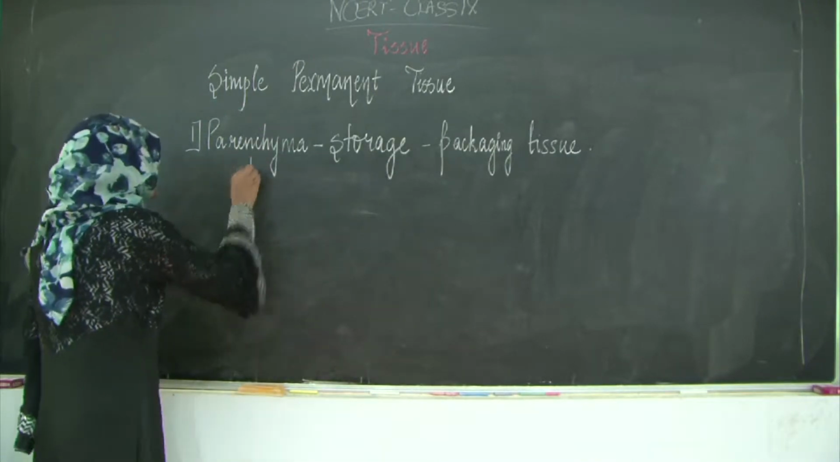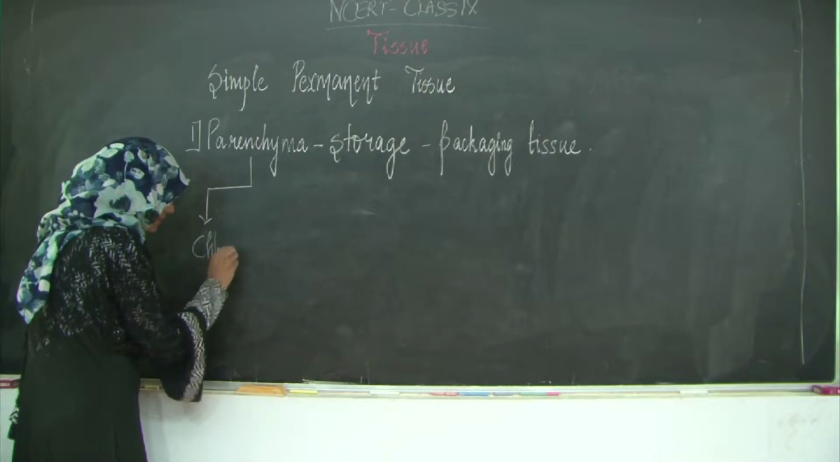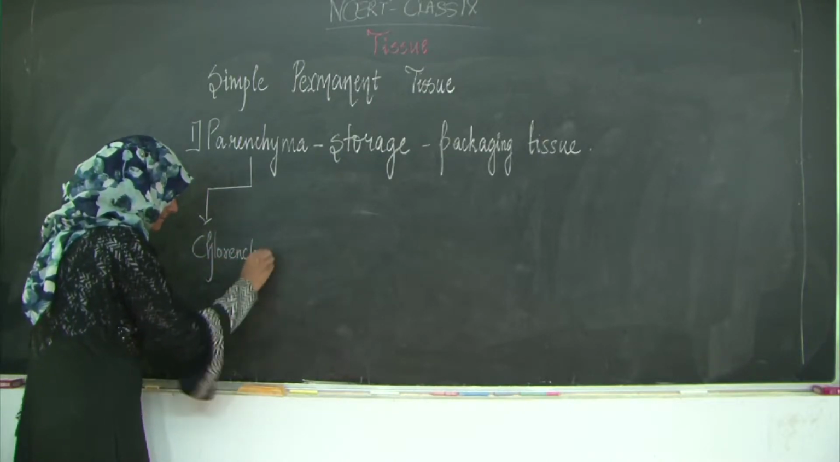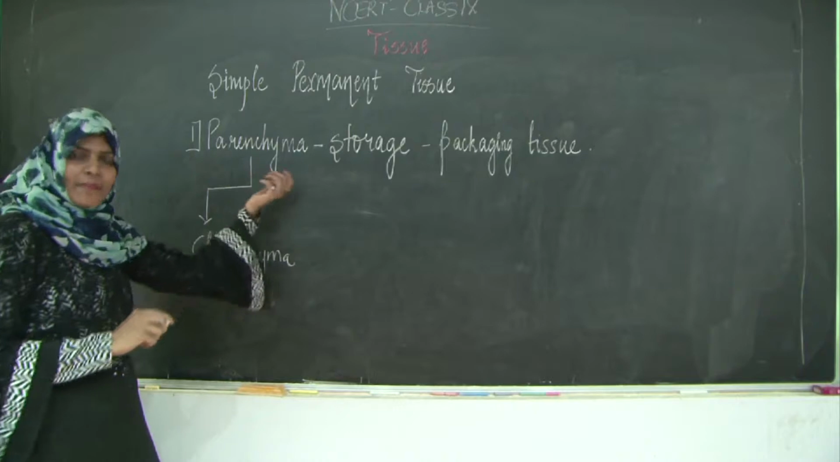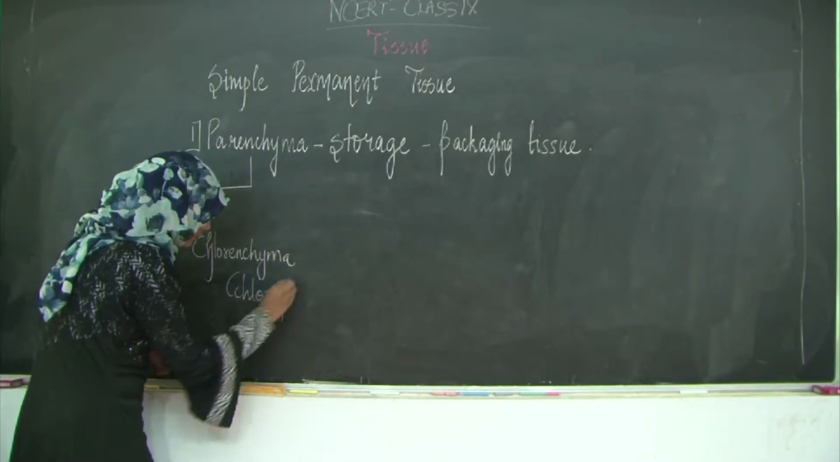And in such a case, the parenchyma is called chlorenchyma. This is the case when the parenchyma is storing the green pigment chlorophyll.